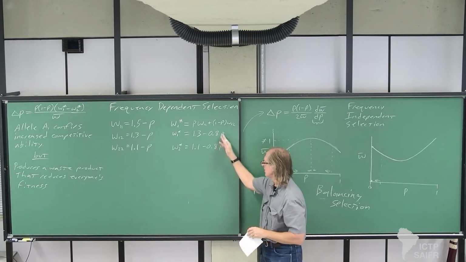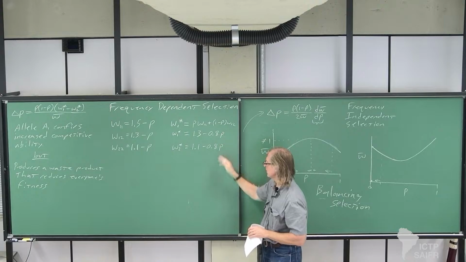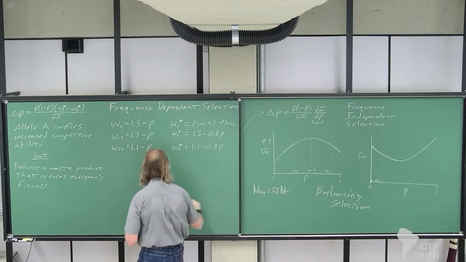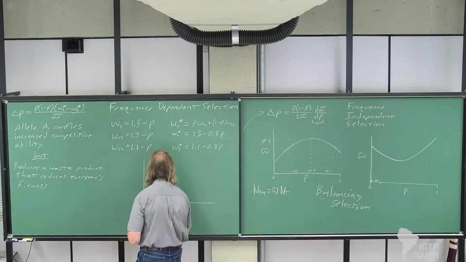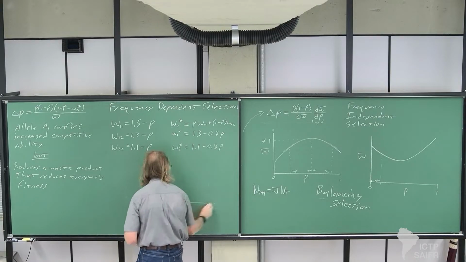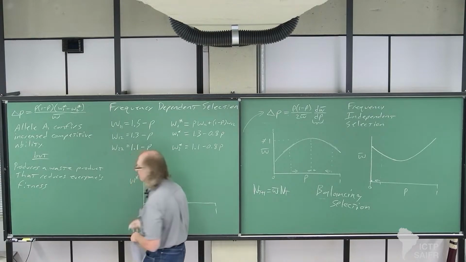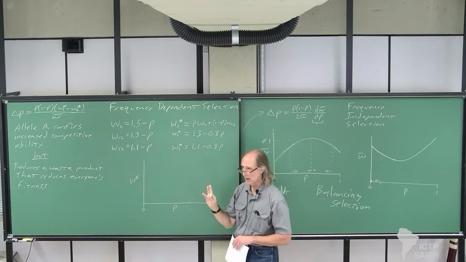Notice the slope with respect to P is the same. Let's plot it. So now I'm going to plot both of those as a function of P. P goes from 0 to 1. Here I'm putting W star, marginal fitnesses, so I'll have two lines for them.